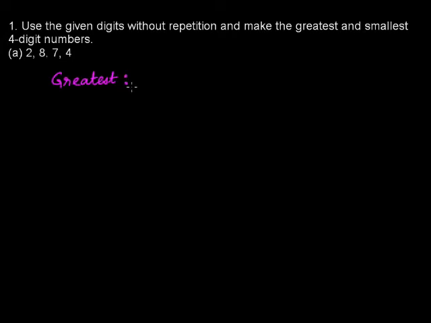For the greatest number, if we have to form the greatest number from the given set of digits, it's nothing else but you have to arrange the digits in descending order. What does that mean? It means you have to start from the largest digit and move towards the smallest digit.